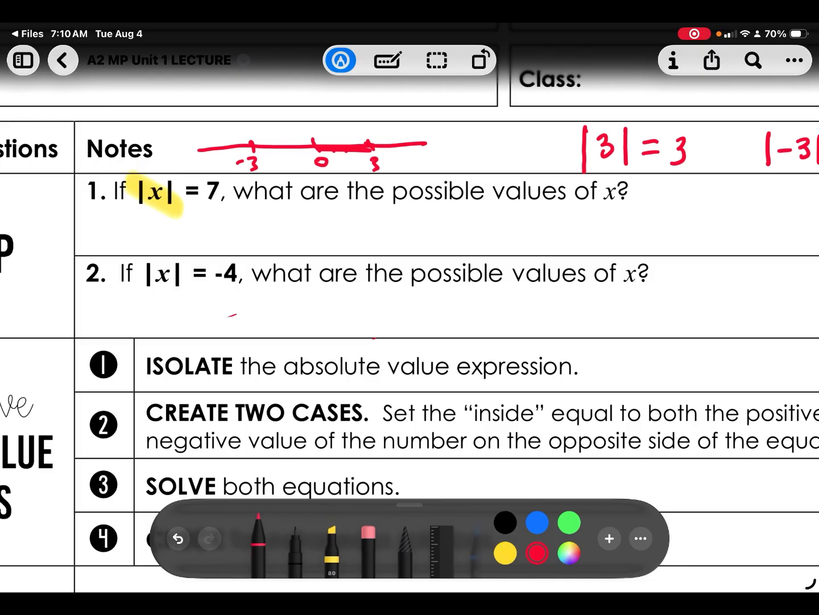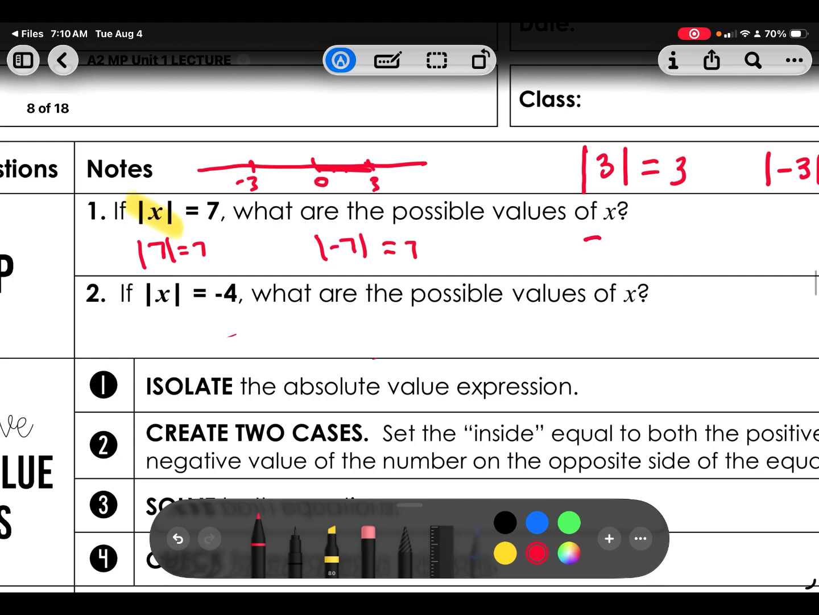So we're asked what numbers can we put in here for x that will give us a 7? Well, obviously, if we put a 7 in for x, the absolute value of 7 is 7. But also, if we put a -7 in for x, the absolute value of -7 is also 7. So the numbers would be either 7 or -7. Either one of those would work.